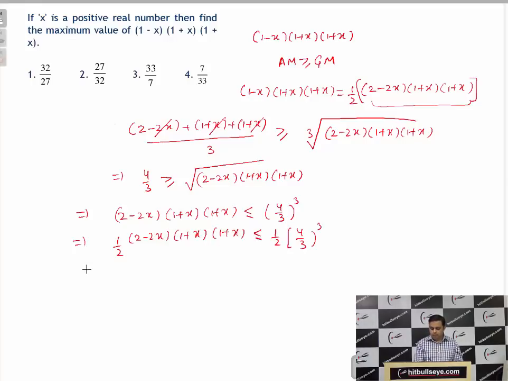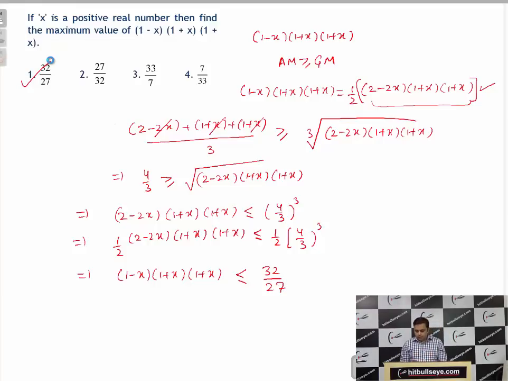this expression. The left hand side of this expression from this identity will become 1 minus x into 1 plus x into 1 plus x, whereas the right hand side becomes 32 by 27. That means the expression 1 minus x into 1 plus x into 1 plus x is either less than 32 by 27 or it is equal to 32 by 27. That means the maximum value that this expression can take is 32 by 27. So answer 1 is our right answer.